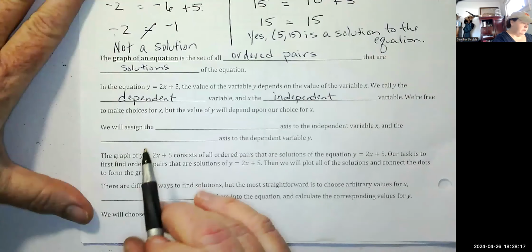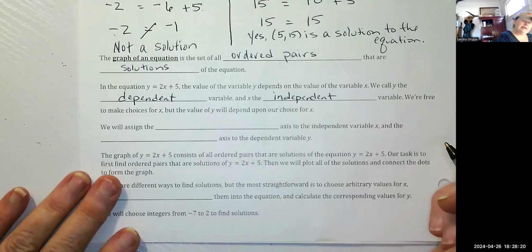So we're going to assign the horizontal axis for the independent variable x.